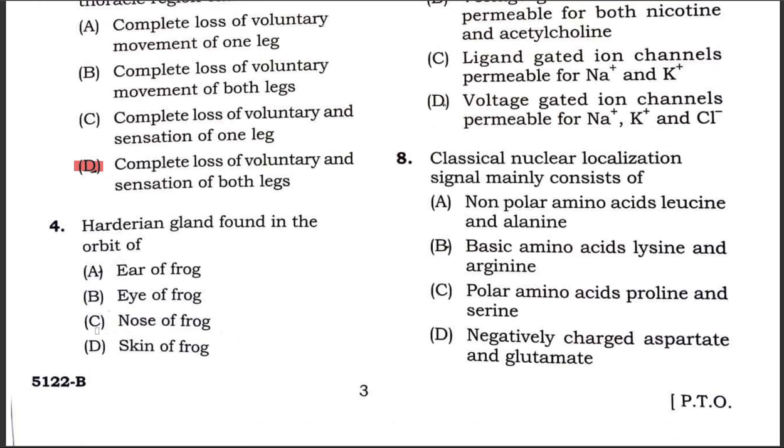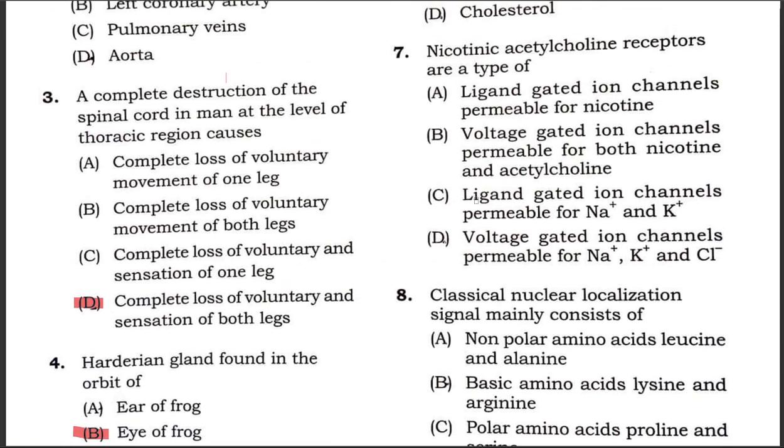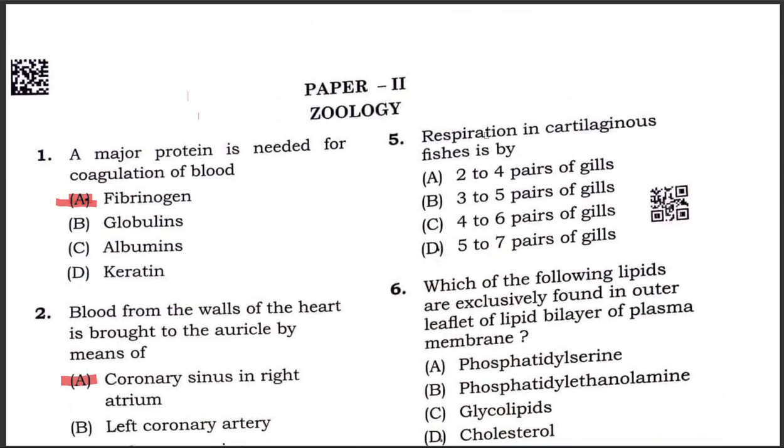Next is: Harderian gland is found in the orbit of skin of... it's the eye of the frog, orbit you can see. And then the next question: respiration in cartilaginous fish is by 5 to 7 pairs of gills.